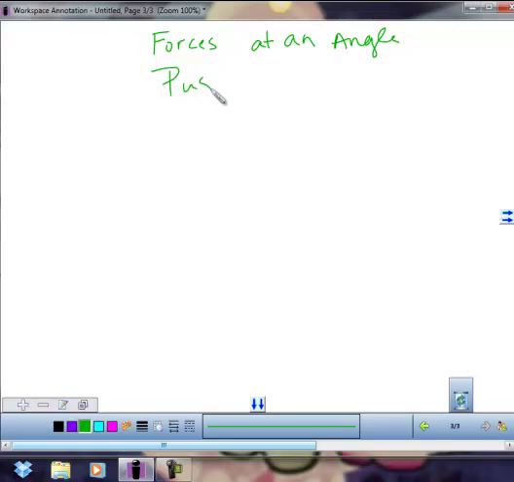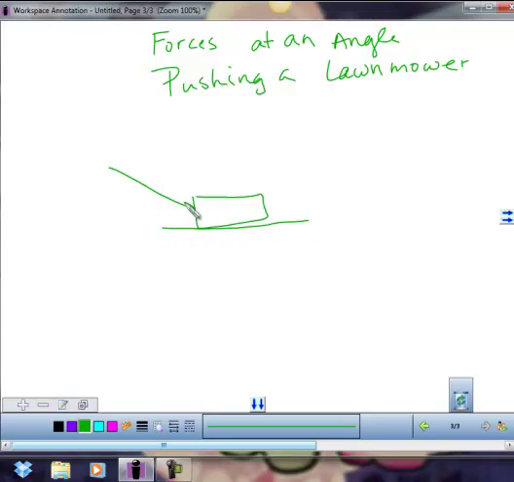Alright, in this video we're still going to continue talking about forces at an angle, but in this one we are going to talk about pushing a lawnmower. So it's a similar concept to pulling a wagon, except in this case, on our horizontal plane, the force is being applied down and to the right.